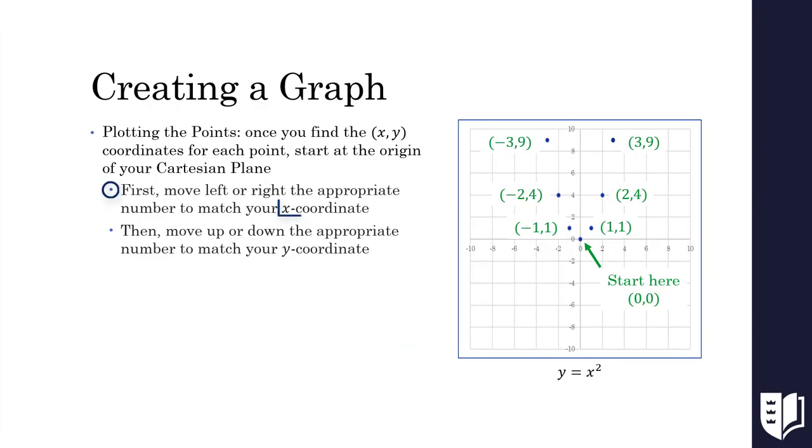We do this by finding our x coordinate by moving left or right on the x-axis the correct number of units, and then finding our y coordinate from that spot. We do this by moving up or down on the y-axis the correct number of units. We plotted the points we just found for y equals x squared on the graph here.